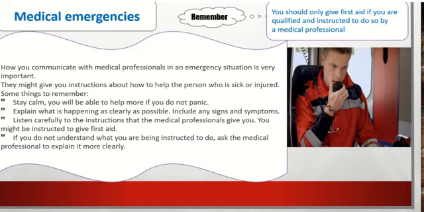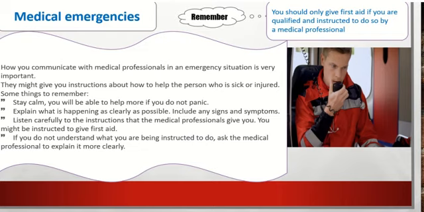Something to remember: first, stay calm. You will be able to help more if you don't panic. Explain what is happening as clearly as possible. Include any signs and symptoms.